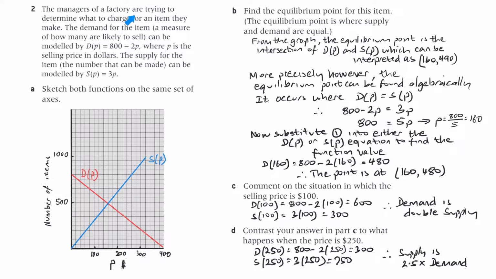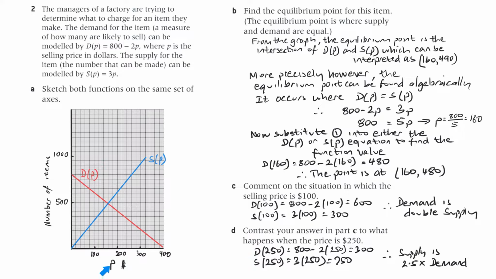Question 2. The managers of a factory are trying to determine what to charge for an item they make. The demand for the item, a measure of how many are likely to sell, can be modeled by the demand function D equals 800 minus 2p, where p is the selling price in dollars. The supply function can be modeled as S equals 3p. A, sketch both functions on the same set of axes.